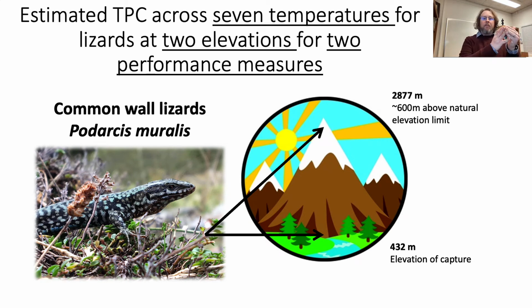We then measured their performance for 2 different traits at that same low elevation of capture, or at a research station on top of a mountain that's about 600 meters above the natural range limit for the species in the area. So this is an area they don't currently live in, but they potentially could invade. And we measured performance across 7 temperatures at each of these sites for 2 performance measures.